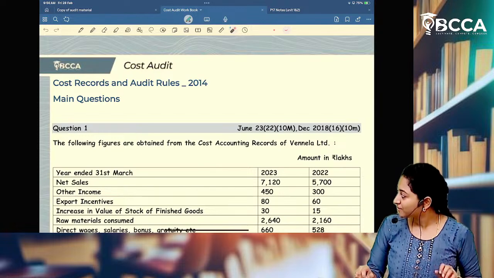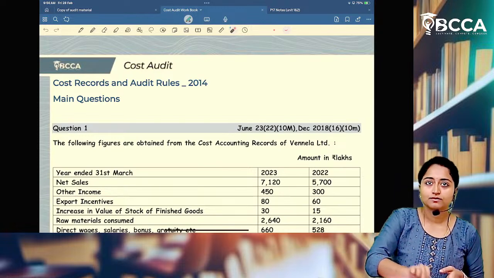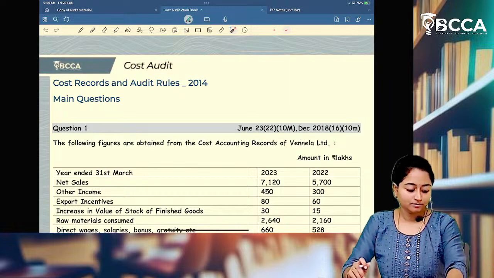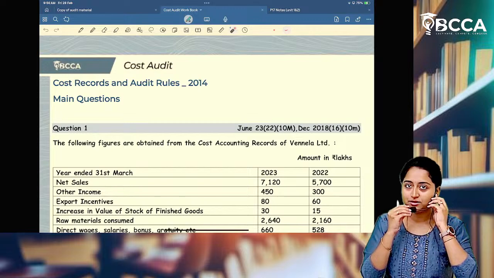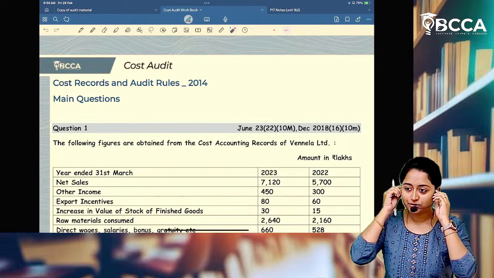Okay. Is my voice audible? Is it clear? You want higher volume? No? Okay.